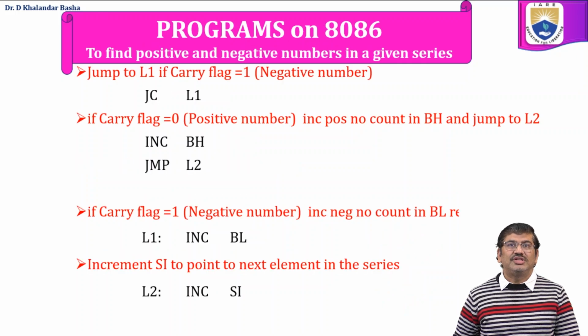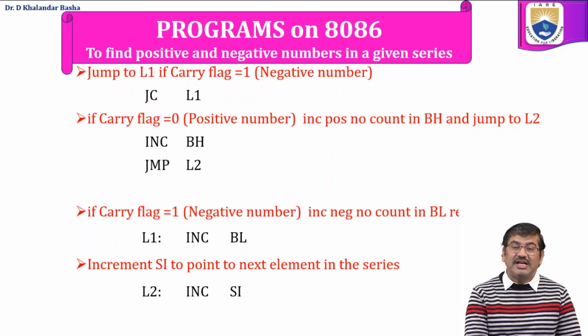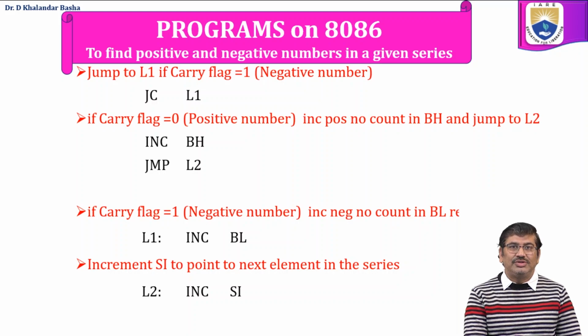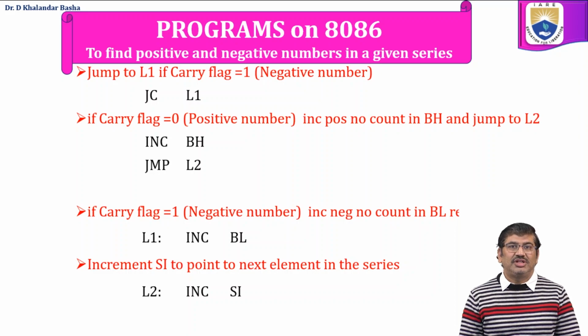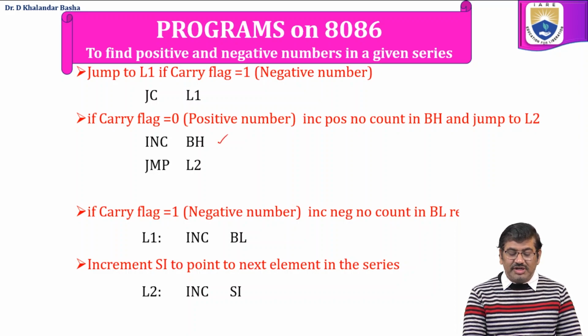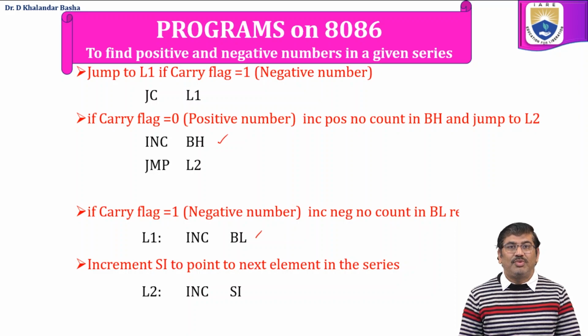For that we use the instruction JC, jump if carry. Carry equal to 1 indicates a negative number. So if it is a negative number, go to label 1. In label 1, we increment the BL register. Suppose the given number is not a negative number, that is, a positive number; then this condition fails and the next instruction will be executed. That means if the carry flag is 0, which means a positive number, then we increment the BH register. So the BH register is for positive numbers, and the BL register is for negative numbers.